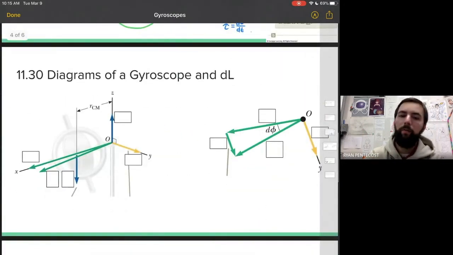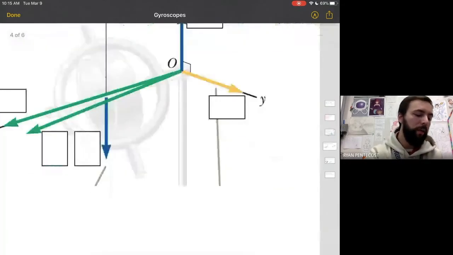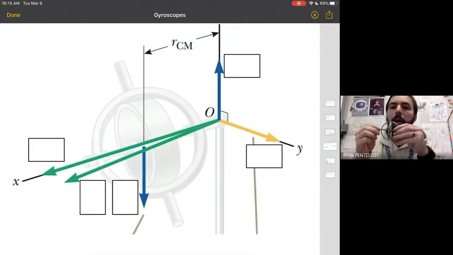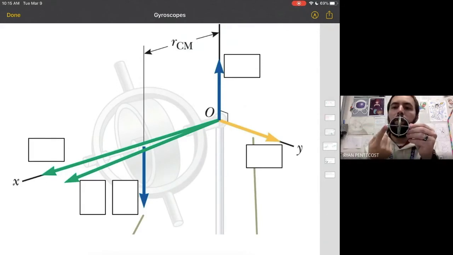Now, we have 2 diagrams that I want to go over. The first one is the idea that this gyroscope is on a support, okay? This gyroscope is on a support in the diagram, right? Imagine it's my finger here, right? And what's happening is the gyroscope is starting to spin in this diagram, okay?